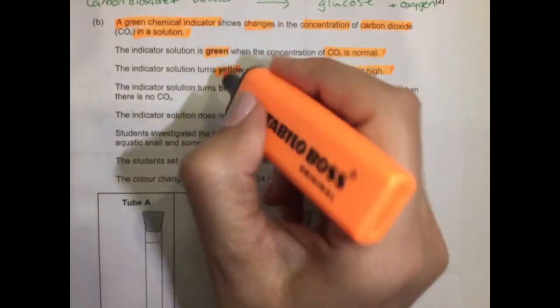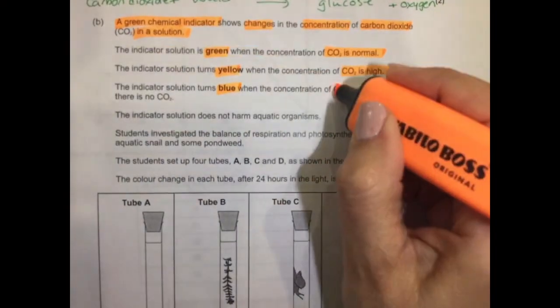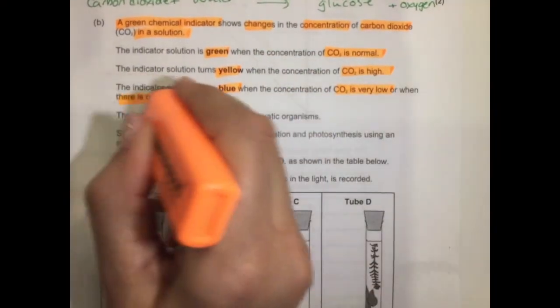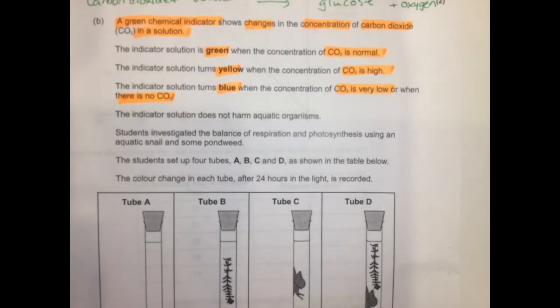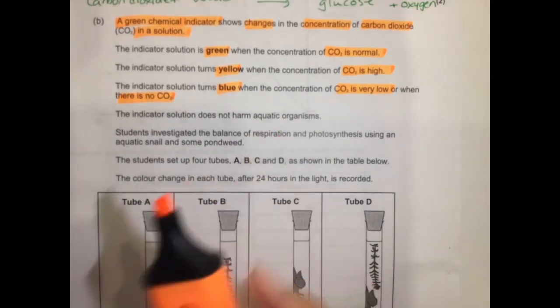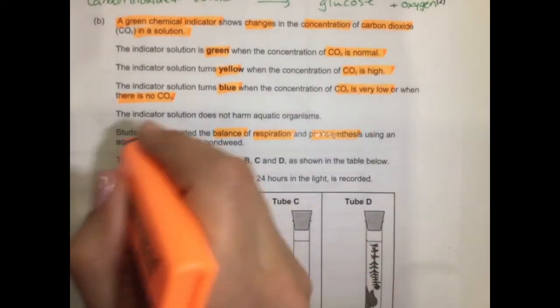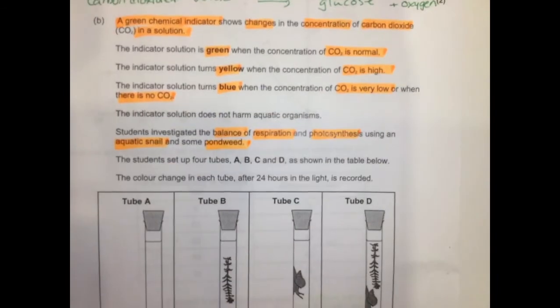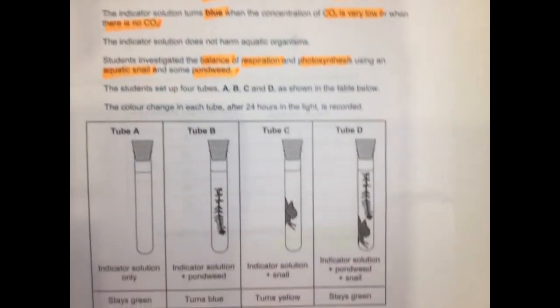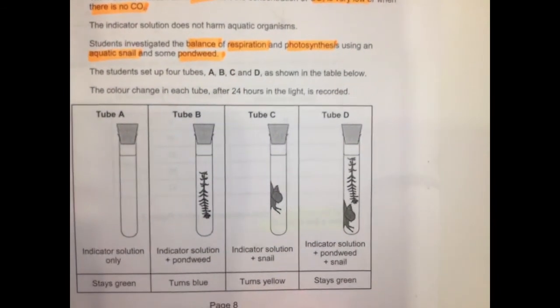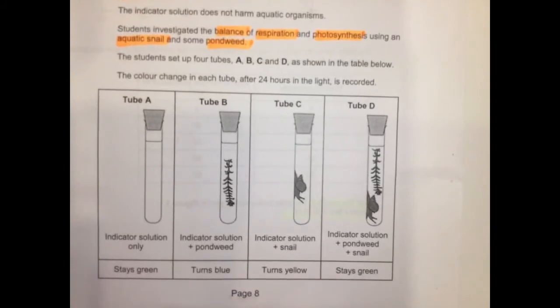The indicator is blue when CO2 is very low or when there is none. It gives you a bit more information: it does not harm aquatic organisms, that's things living in water. They investigated the balance of respiration and photosynthesis using a snail and pondweed. They set these tubes up here, and then the colour changed in each tube, and it tells you the colour they've changed.